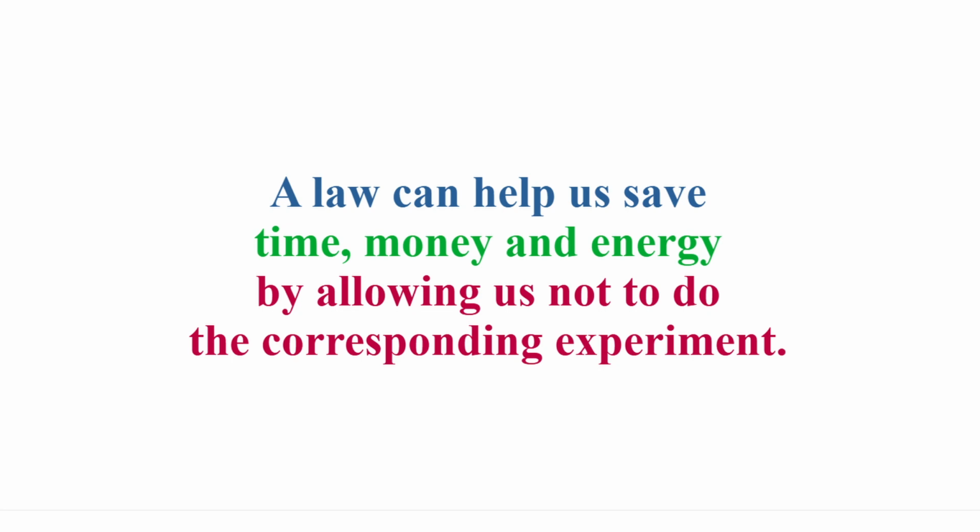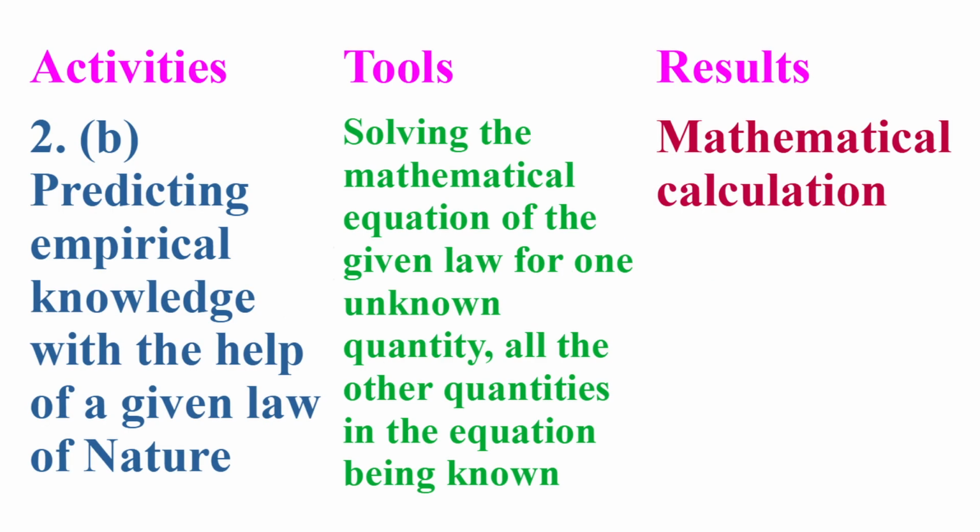There is an important advantage to discovering any law of nature. It can help us save energy, money, and time by allowing us not to do the corresponding experiment. How? After the discovery of a given law, experiments can thereafter be conveniently replaced by calculations. The tool used for this major activity 2b is to use the mathematical equation of the given law that contains a given number of variables in it. Knowing the values for all of them but one, one can solve the equation for that one unknown.